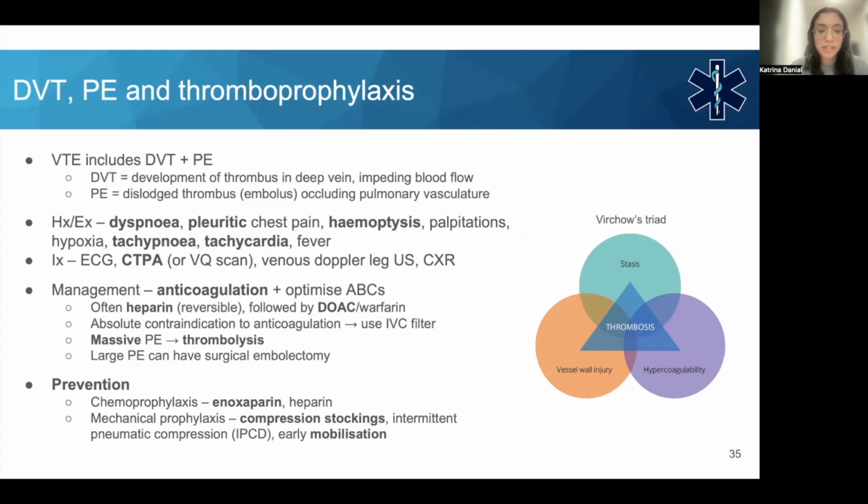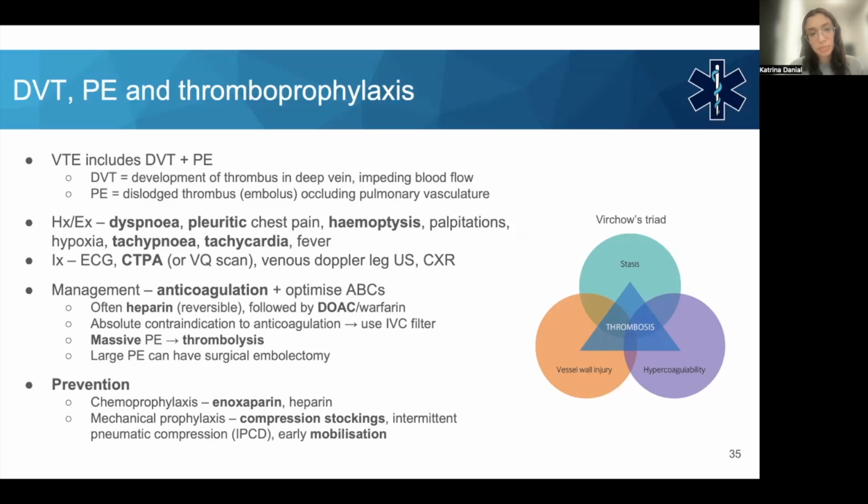Management is you want to obviously anticoagulate them. So it's usually heparin or DOAC. Okay, if it's a massive PE and they're unstable, then you would just go straight to thrombolysis. And if it's like a large enough PE, you can go and grab it through a surgical embolectomy. But ideally, we'd rather prevent this from happening than to treat it. So how do we prevent?